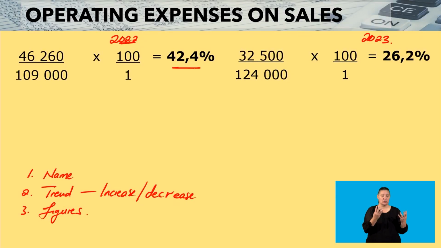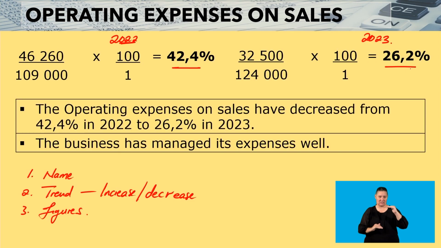Let's see if we can comment here. You can see in 2022, it was 42.4. And then in 2023, it is 26.2. So our percentage operating expenses on sales has decreased from 42.4% in 2022 to 26.2% in 2023. So here I have the name, that's number one. Here I have the trend, that's number two. And here I have my figures, that's number three. So I have all the three aspects that I need when I comment on my financial indicators.